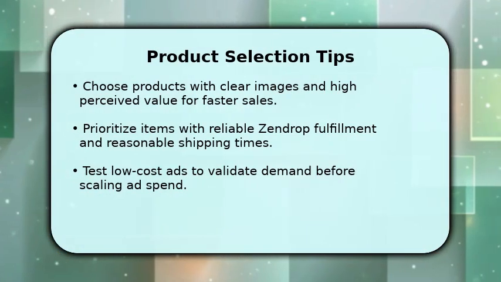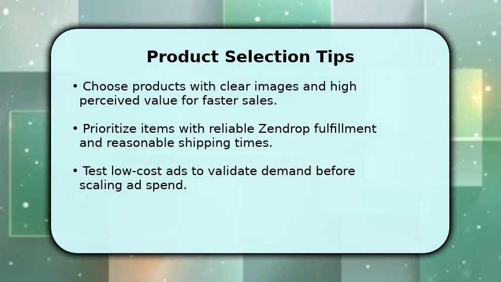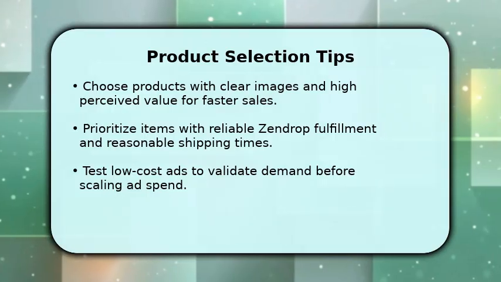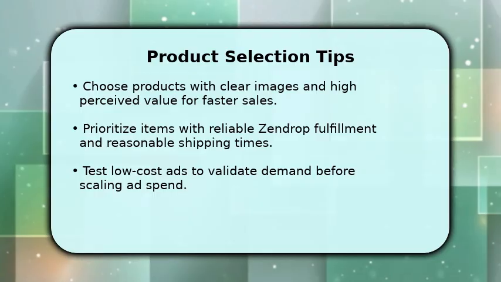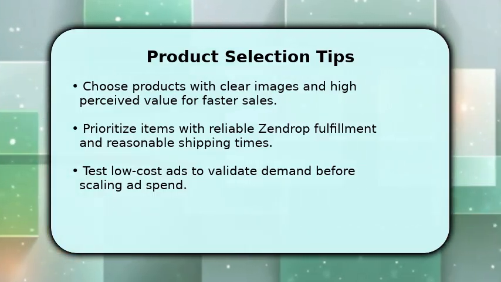Research niches that match your interests and customer needs, then filter Zendrop products by supplier rating and shipping speed. Look for items with strong imagery and simple benefits you can convey in 3 bullets. Price products to cover cost, shipping, and a profit margin of at least 25%.